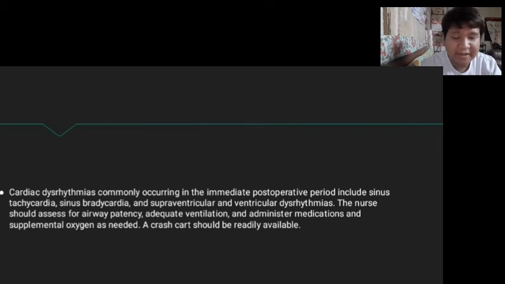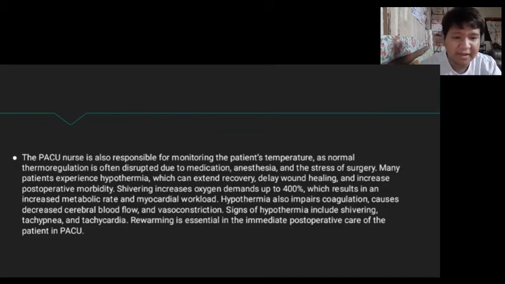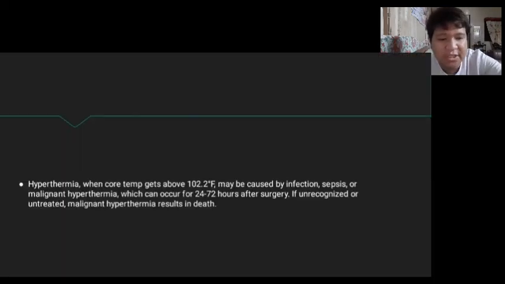So pag nurse ka dyan sa PACU, check mo yung airway niya, adequate ventilation, administer medication, oxygen as needed, especially talaga yan, oxygen. And then also monitor the patient's temperature continuously. Baka hindi kayanin ng oxygen ang demand ng body. And then hyperthermia, yung body temperature niya, check mo yan after 24 to 72 hours pag hindi yan na-treat.